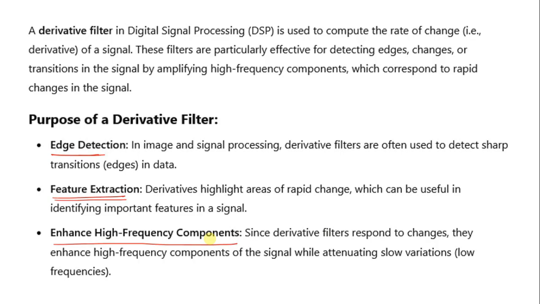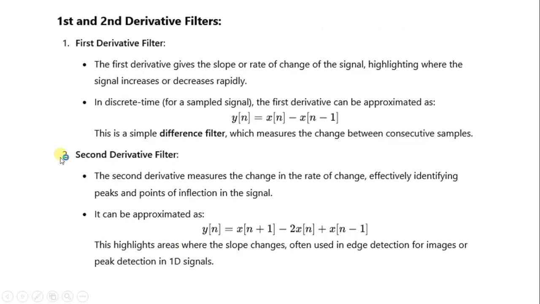So what is this? This is nothing but a high frequency component. Edges are high frequency components. So when we talk about edge detection, we are basically detecting the high frequency components. This is where the derivative filter comes into play. It may be a first derivative or a second derivative filter. The first derivative filter is a simple difference filter, x of n minus x of n minus 1. The important thing here is that in the derivative filter the coefficient is 1 and this is minus 1.